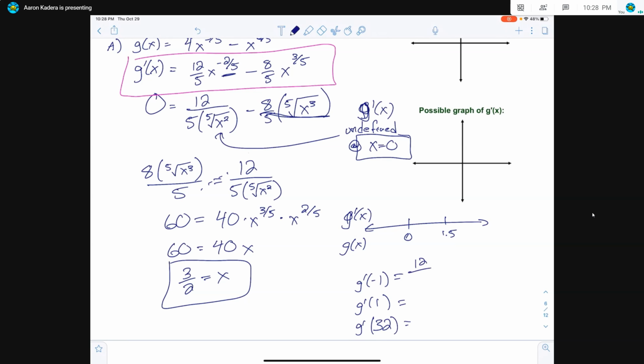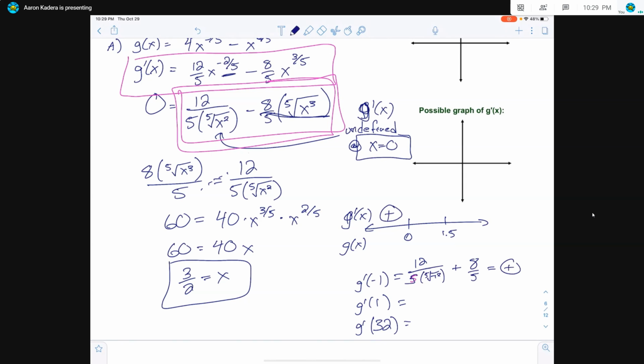All right, g prime of -1, I would have 12 over, I might want to use this second step actually. I'm going to use this definition of it right here. So I'm going to go 12 over 5, and I am going to take the fifth root of -1 squared, which means I got a +1, so that is 12/5 minus, and then if I do a -5 here, the cube root of -1 cubed, and then a fifth root is still -1, so that's actually plus. So basically I have 12/5 plus 8/5, which is, I don't care, it's positive. Okay, that's all we care about. G prime is positive on that interval.